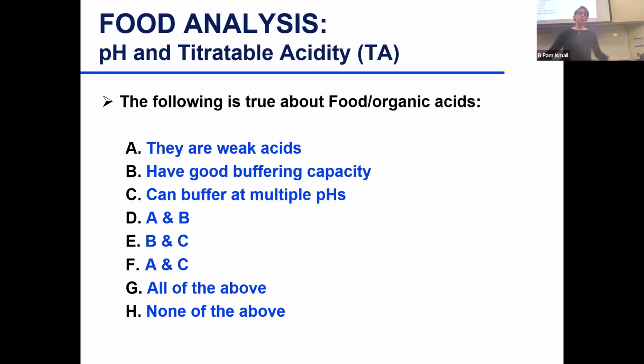HCl, quickly dissociate in solution. These are strong acids, nitric acid. So organic acids are usually weak, and the carboxyl group has a higher pKa value than HCl or H2SO4, strong inorganic acids. All right, and then can they buffer multiple pH? We said yes. How?